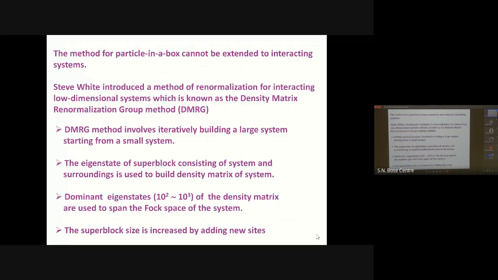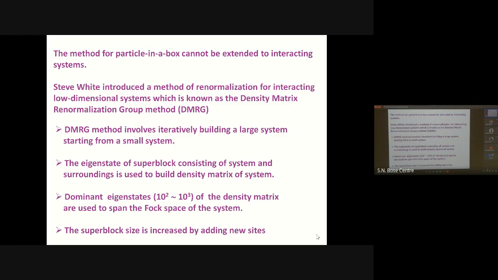Of course, for the particle in a box, he was able to correct it by changing the boundary conditions on one side, changing the boundary conditions on the other side, and having open boundary conditions on both sides, and then trying to construct the effective Hamiltonian using the eigenstates of these systems. But you cannot do that in an extended interacting system. So he introduced a different method. It's called the density matrix renormalization group method, and it was introduced in 92. What he did was iteratively build a large system starting from a small system.